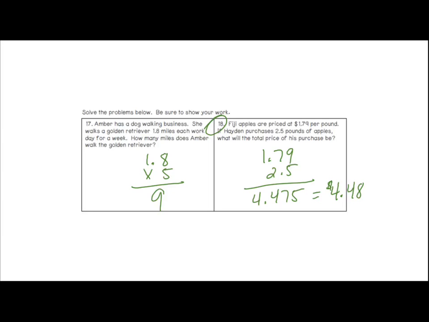Number 18 is a little tricky because what happens when you multiply is you get 3 digits behind the decimal point. Well, with money, we always have 2 digits. So we have to round this last part of our answer so that we round to the nearest penny. So since this is a 5, that means we have to go up, so it would be $4.48.